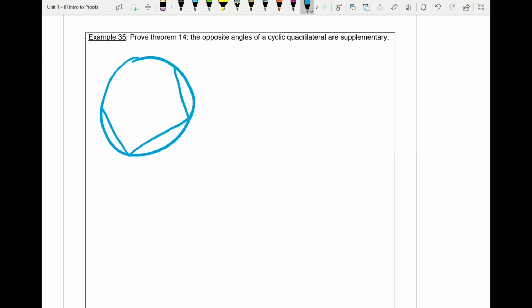And last example, not only for the video, but for our booklet here, prove theorem 14, which is to say the opposite angles of a cyclic quadrilateral are supplementary. So there's our circle. Let's draw any random quadrilateral inside it. Okay, what we're wanting to prove is that A plus B is equal to 180 degrees.